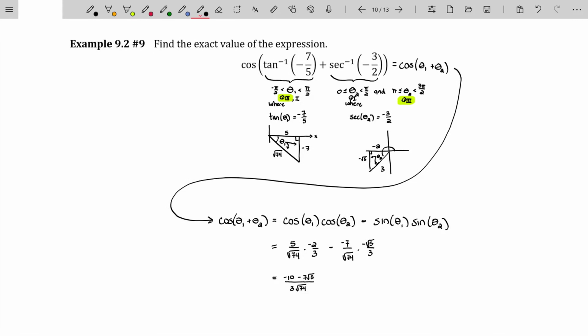Anyhow, so that's it for this video. We're done playing with expressions involving the sum and difference formulas. In the next video, we're going to do some proofs.